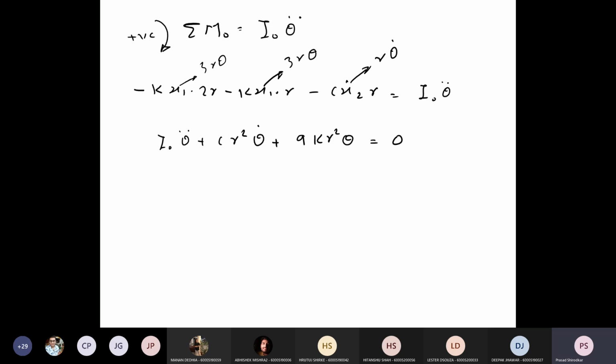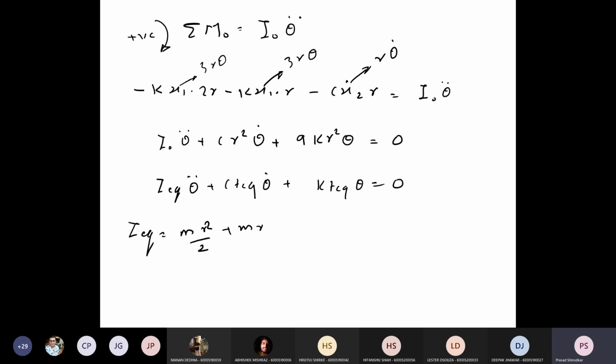Again, this is our familiar format which we want: I equivalent theta double dot plus c torsional equivalent theta dot plus k torsional equivalent theta is equal to 0. So I equivalent is mr square by 2 plus mr square, so that is equal to 3 by 2 mr square.